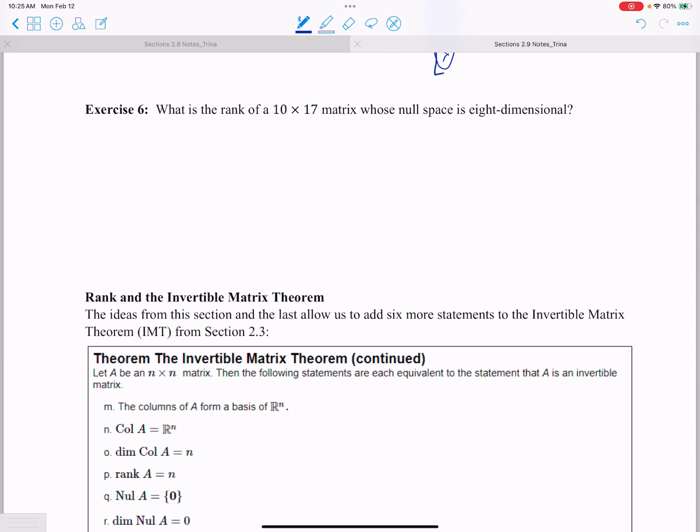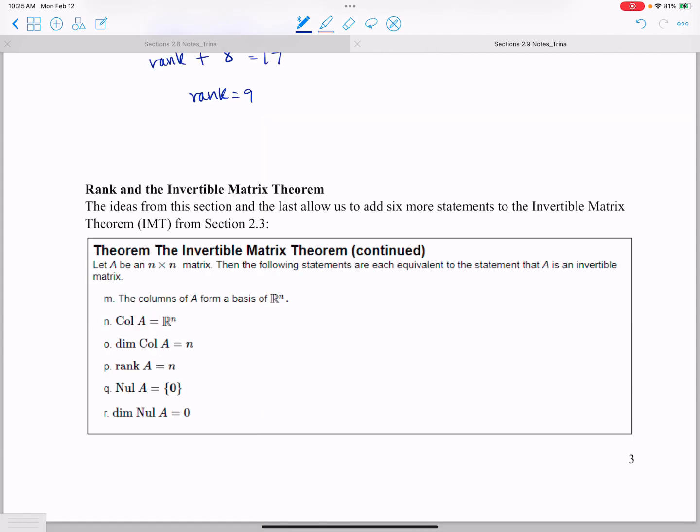Exercise 6 asks, what is the rank of a 10 by 17 matrix whose null space is 8-dimensional? So I know that rank plus nullity equals the number of columns, so 17. I know that my nullity is 8. So just by subtracting, I know that my rank is 9.